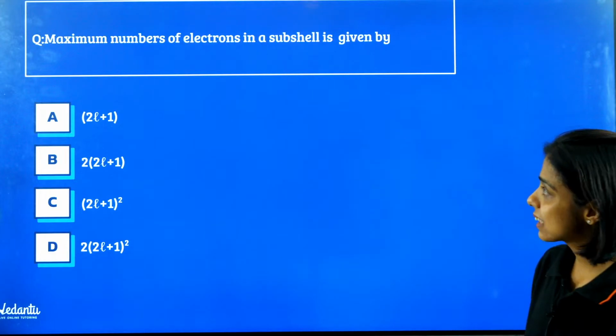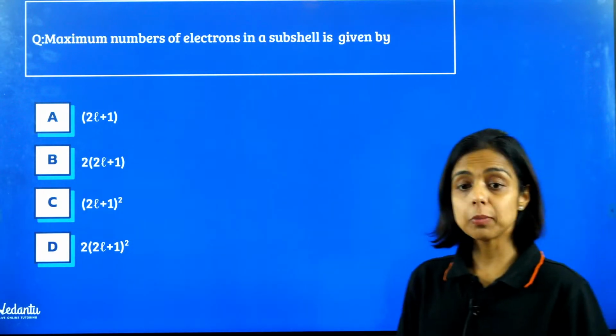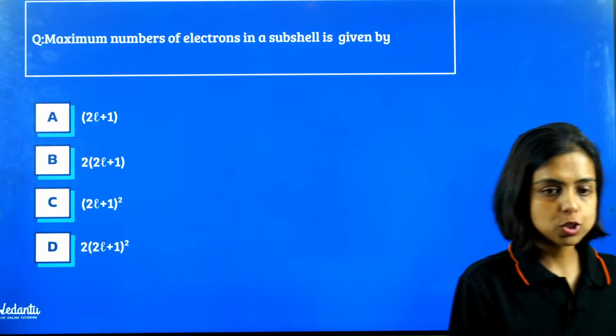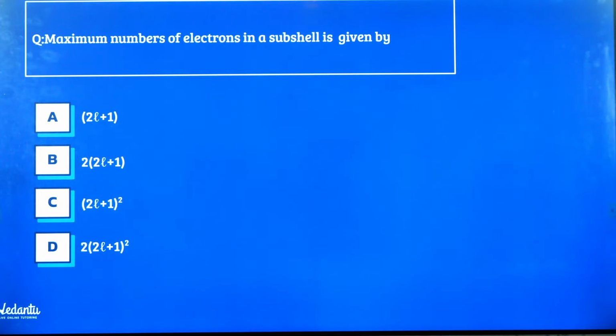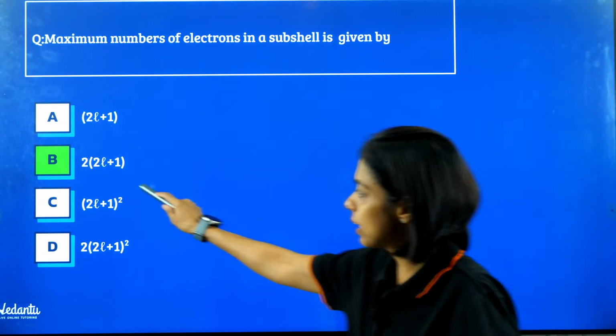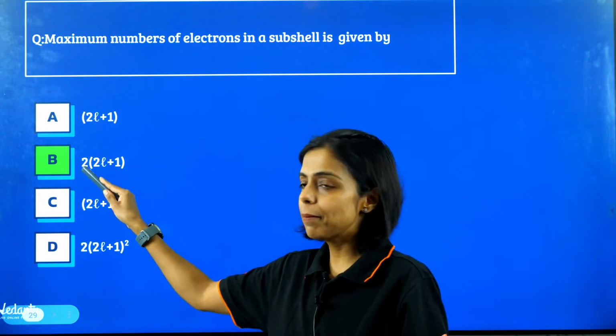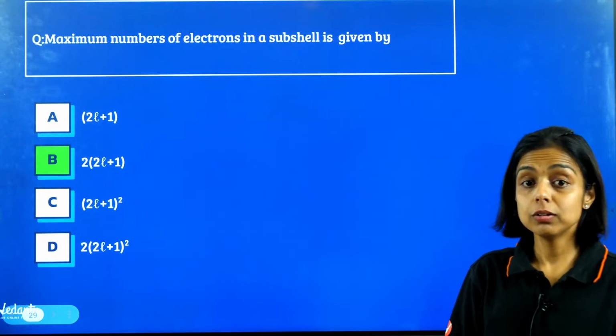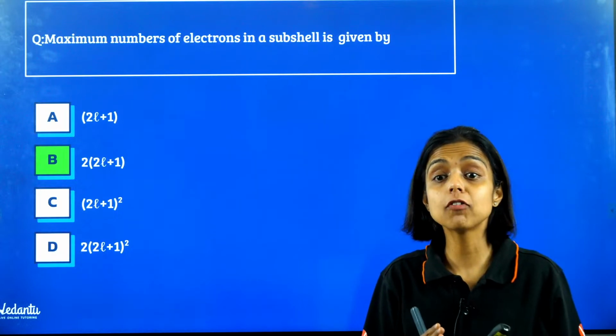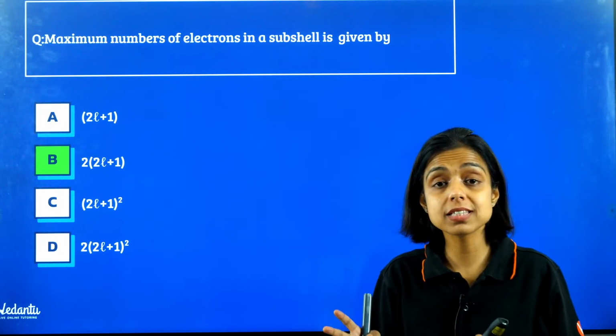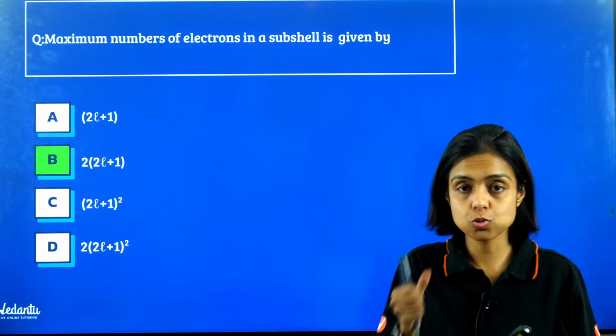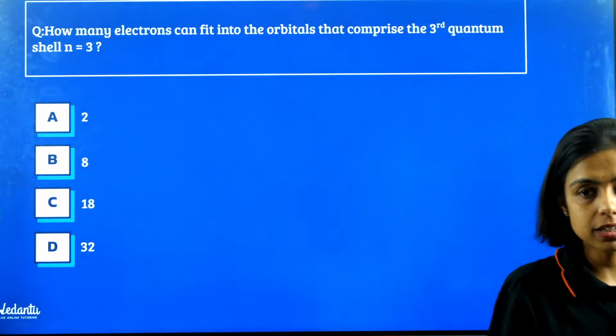Next question. The maximum number of electrons in a subshell is given by which formula? How many electrons can you fill in a subshell? Which is the formula I just told you in the slide? Of course, 2L plus 1. This is the number of orbitals in a given subshell, and multiplying by 2 will give you the number of electrons. 2L plus 1 is the number of orbitals. They are asking about electrons. 1 orbital can have a maximum of 2 electrons, right?